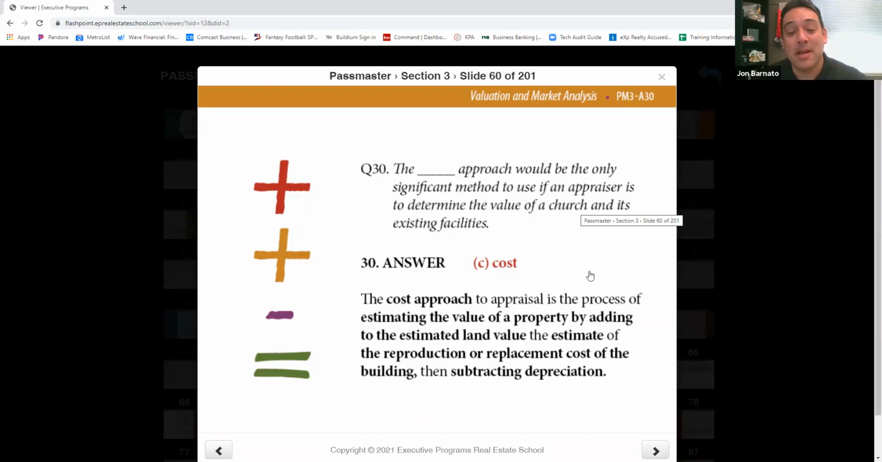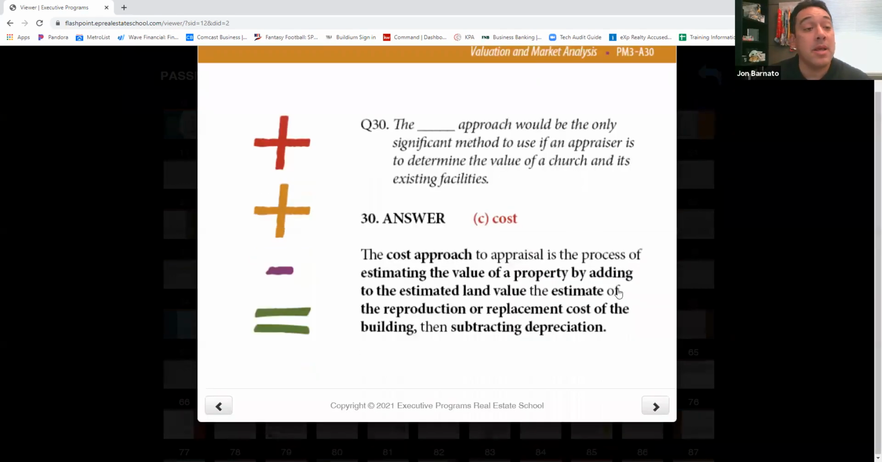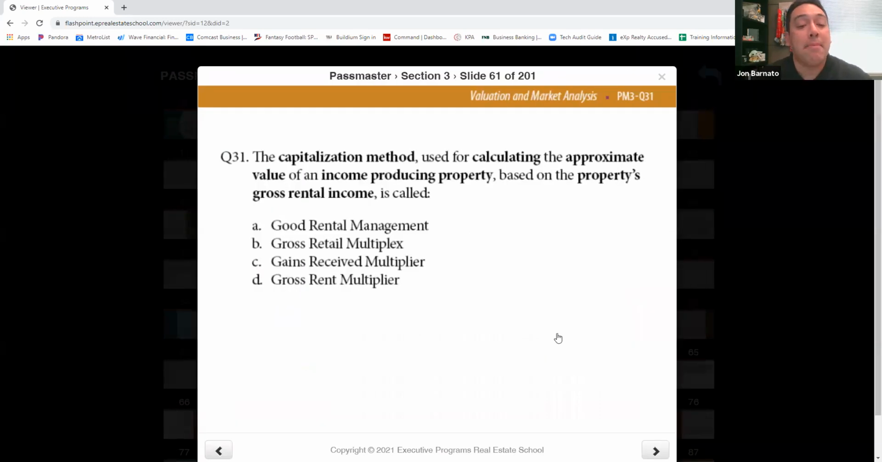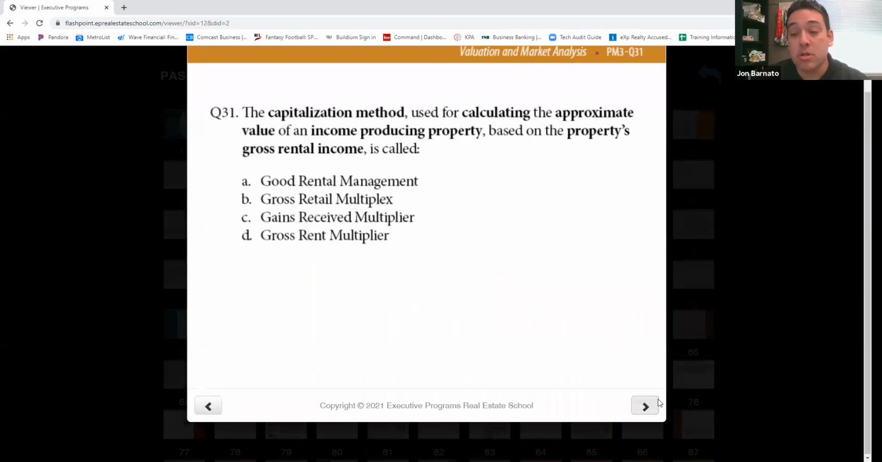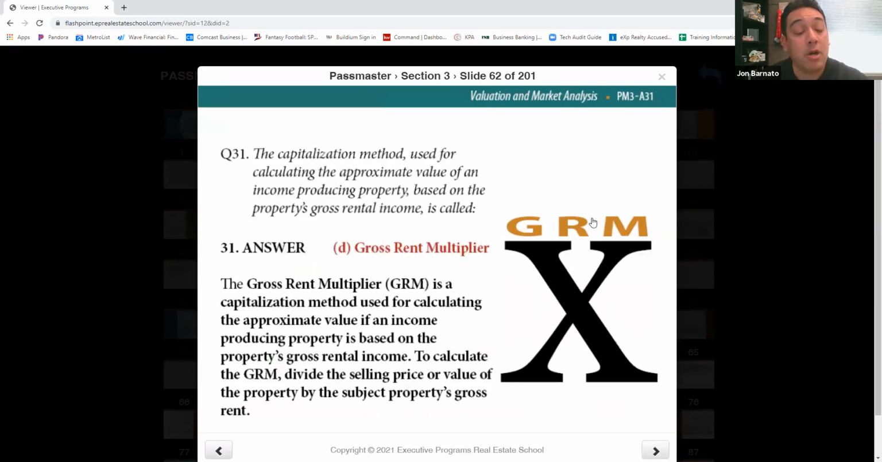Exactly. See, so some things get complicated. When it gets really complicated, we go to cost approach, right? The capitalization method used for calculating the approximate value of an income producing property based on the property's gross rental income is called what? Gross rent multiplier, D. Correct. Gross rent multiplier will likely be on the test.